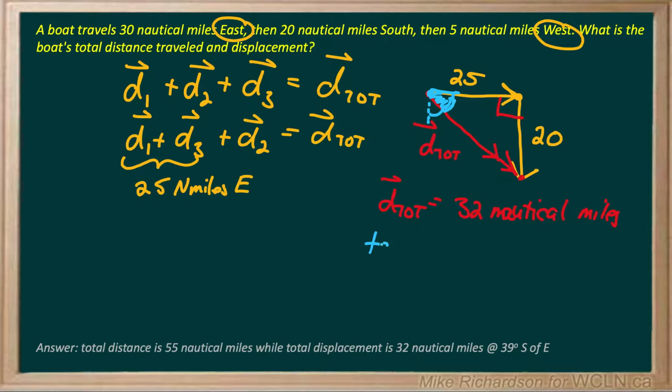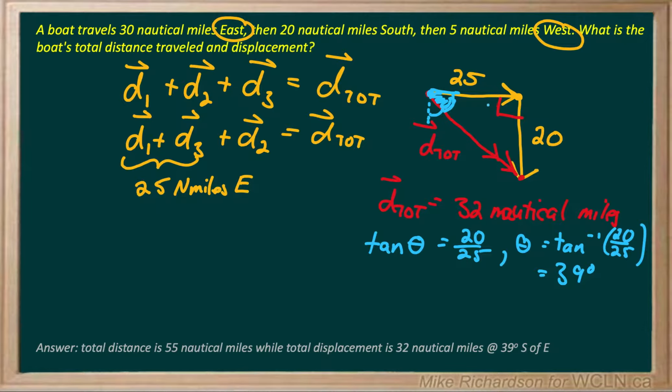And I can pair that with tan. Tan theta is opposite over adjacent. And when you do the inverse tan to actually solve for the angle, I get theta is tan inverse of 20 over 25, and you get an angle of 39 degrees. And if you look at where that angle is located, that's south of the east line. My overall displacement, when I write it properly, would be 32 nautical miles at 39 degrees south of east.